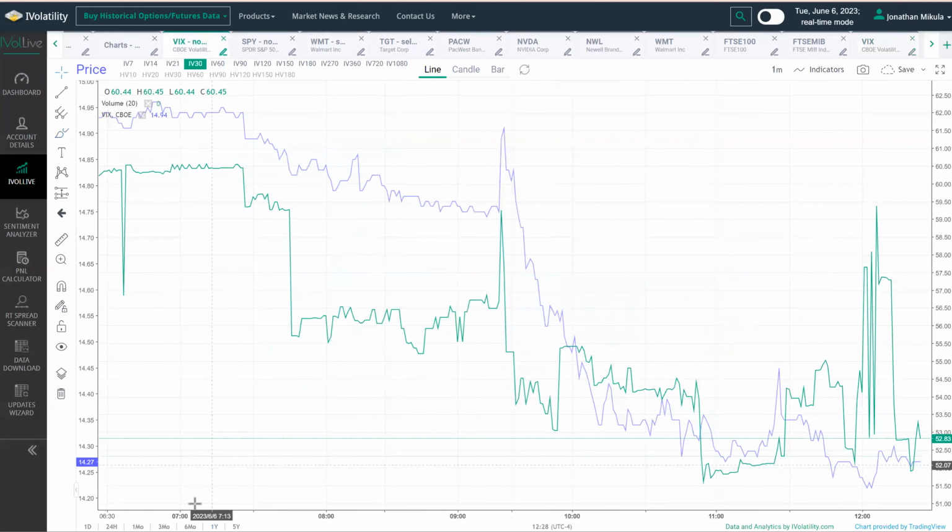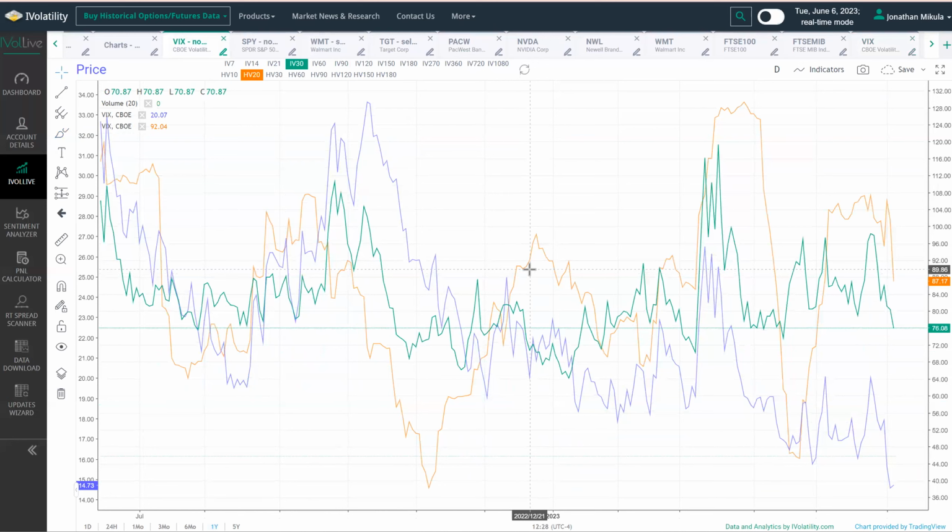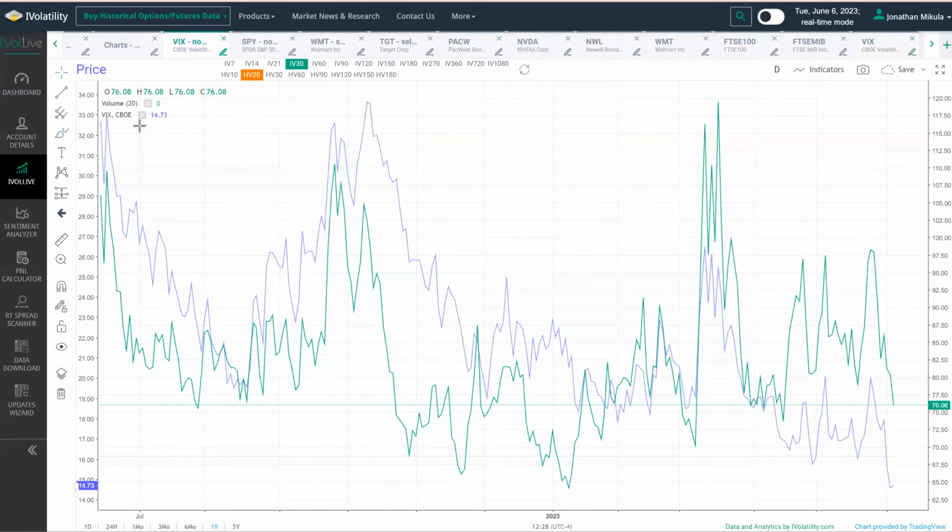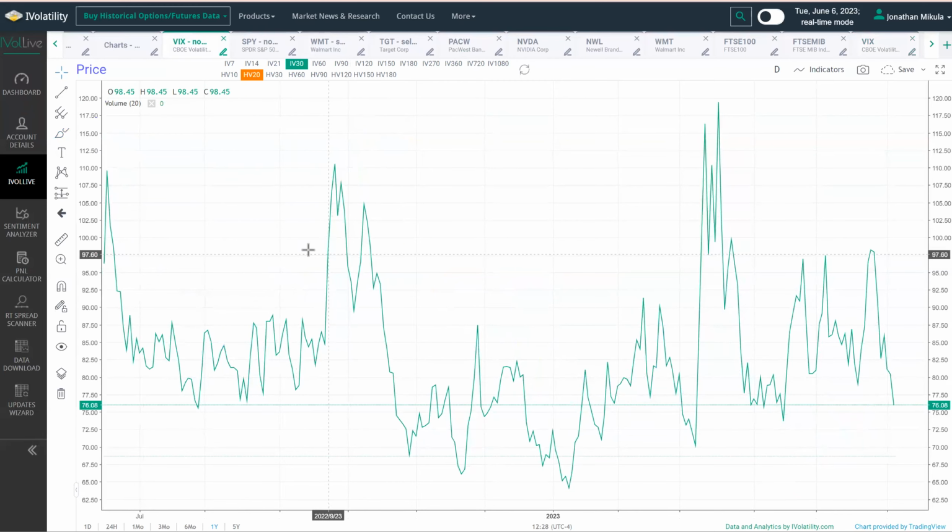So if I come here and we look at the VIX, we say, okay, what's going on with the VIX over the past year? And we eliminate historical volatility. We can also eliminate price, which is what I really like. That's what I put on this tab. And so now we're just looking at the implied volatility for the VIX.